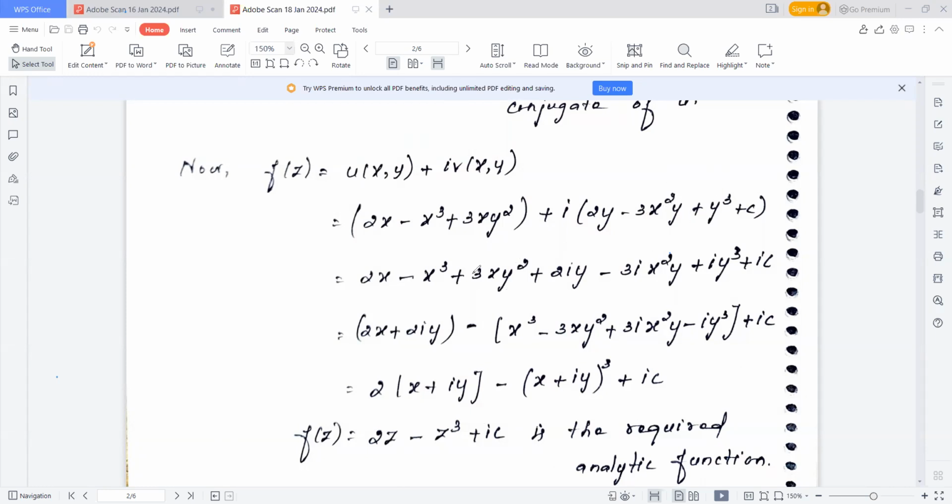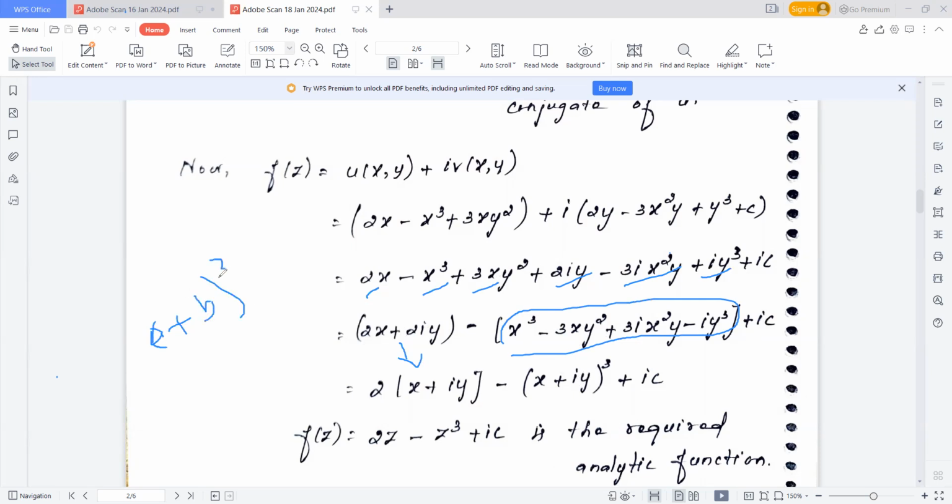Next, we are combining the terms: 2x and i 2y, that is 2x and 2iy, then x cube and 3xy square, these four terms, plus ic. Here 2 is common, so we get 2 into x plus iy. This is equal to x plus iy the whole cube. Okay, so what is the formula for a plus b the whole cube?